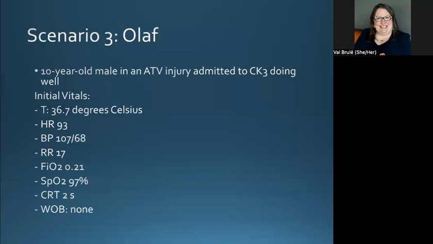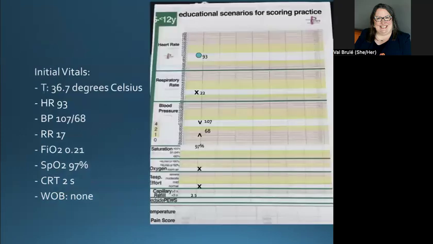Scenario 3, Olaf. You have a 10-year-old male named Olaf who was in an ATV injury who's been admitted to CK3 and doing rather well. His initial vital signs are a temperature of 36.7 degrees Celsius, heart rate 93, blood pressure 107 over 68, respiratory rate of 17, on room air or FiO2 of 0.21, saturation 97%, capillary refill time 2 seconds, and he has no work of breathing.